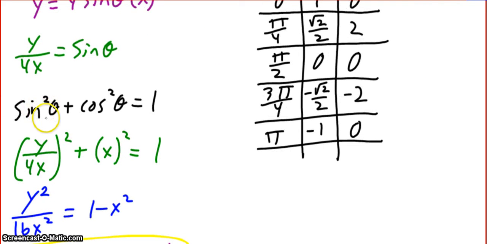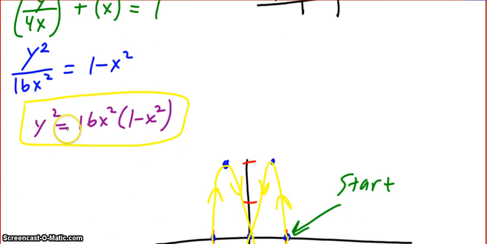Now we want to use our trig identity. Sine squared theta plus cosine squared theta is 1. We know cosine theta is x, and we know sine of theta is y over 4x. So this becomes (y over 4x) squared plus x squared equals 1. Now just do a little bit of basic algebra and I get y squared equals 16x squared times the quantity 1 minus x squared. So that is how we can eliminate the parameter with those parametric equations.